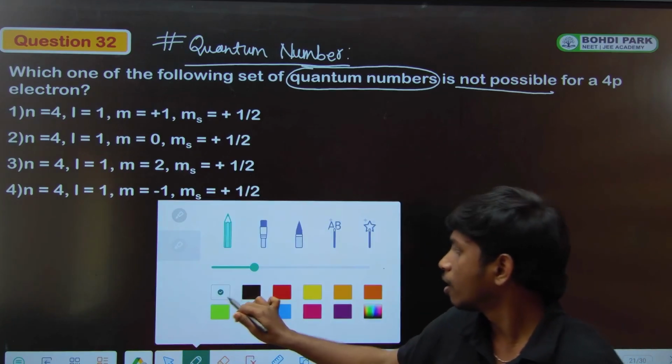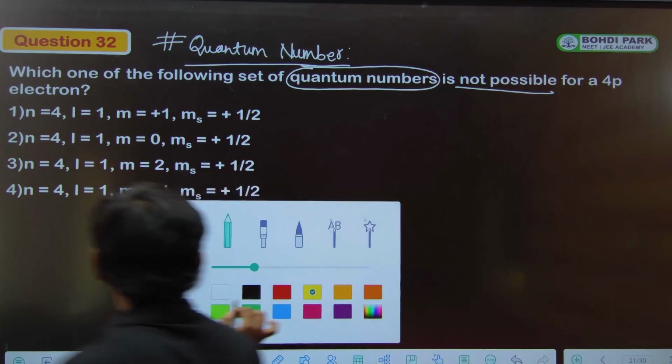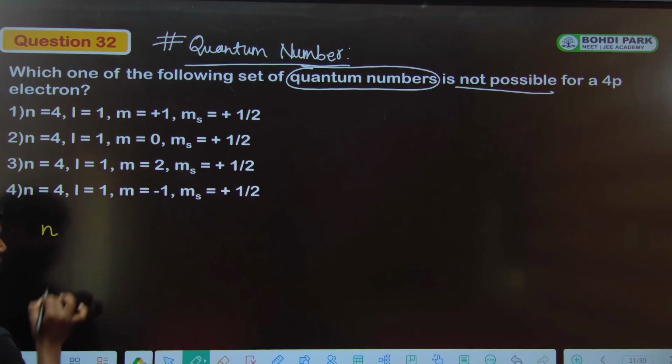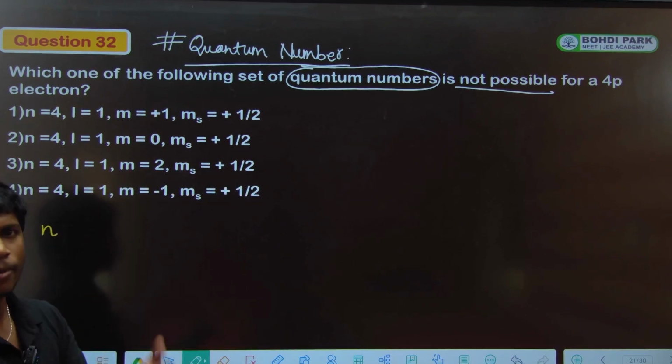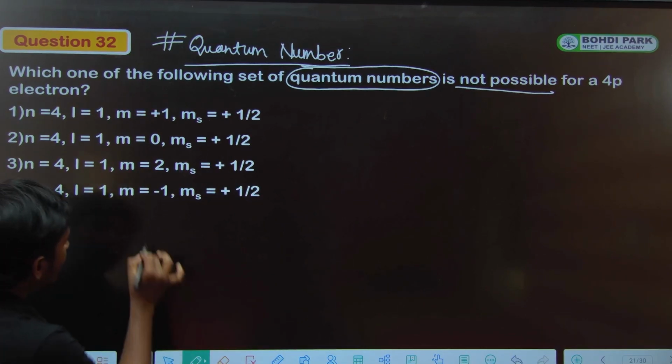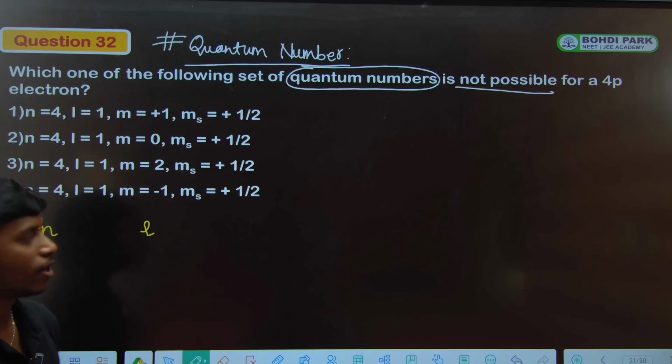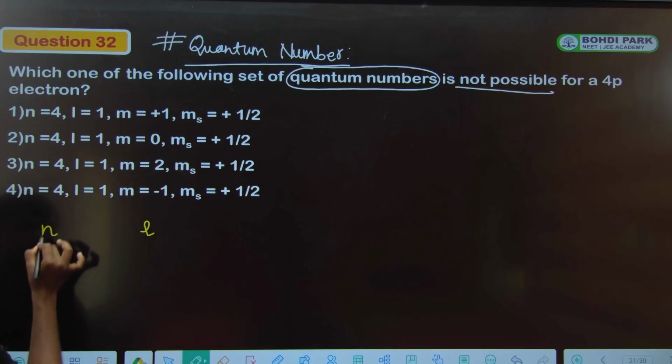ஓகே, so the n represents principal quantum number. n is principal quantum number. ஓகேவா? So number of shells இதை represent பண்ணும். Then l is the azimuthal quantum number. ஓகேவா? So they have given us n value as 4. n value 4 னு கொடுத்துட்டாங்க.